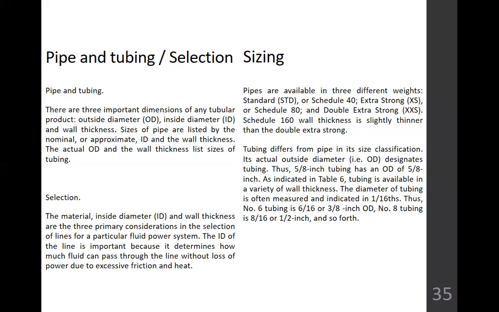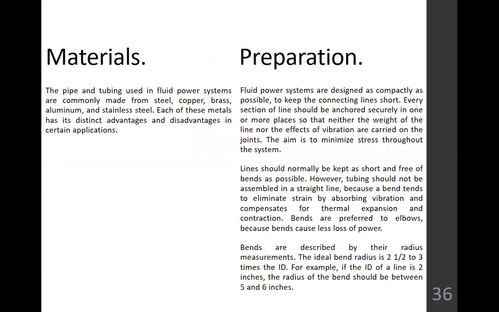Next, tubing differs from pipe in its classification. Its actual outside diameter, that is OD, designates the tubing. That a 5/8 tubing has an OD of 5/8 as indicated in table 6. So as in table 6.